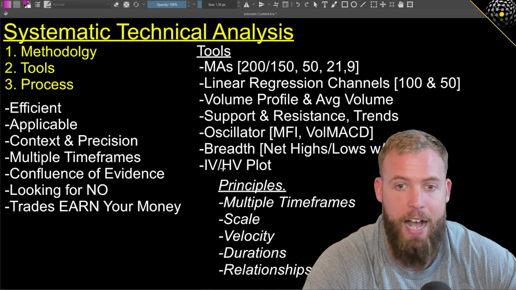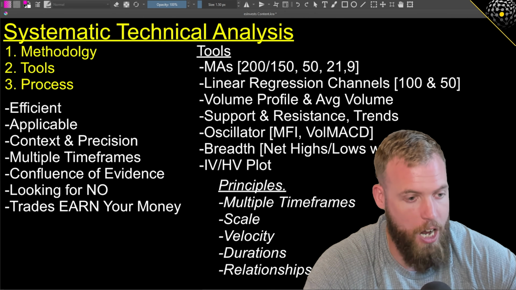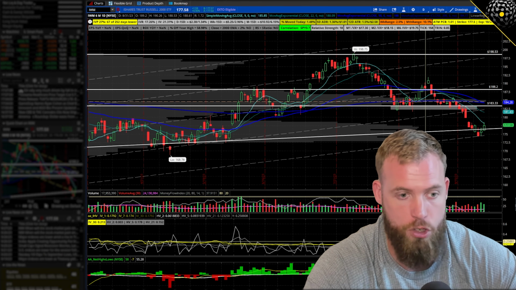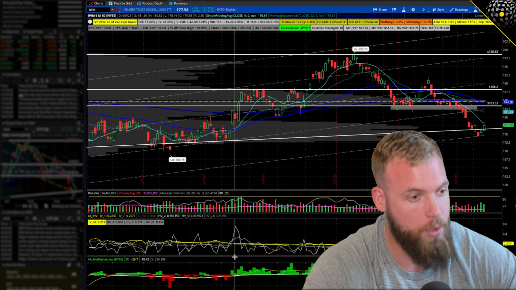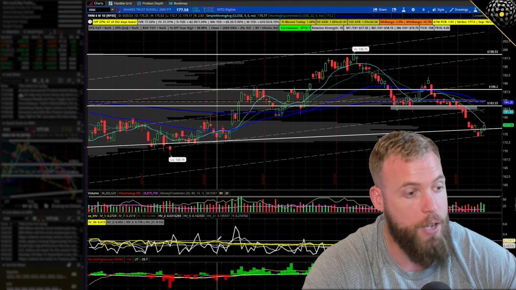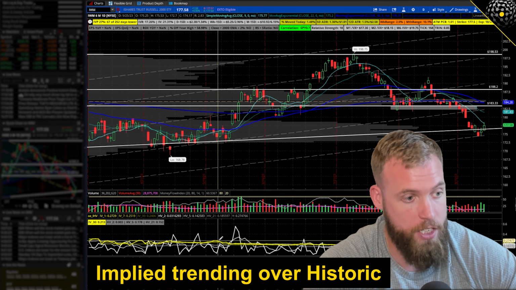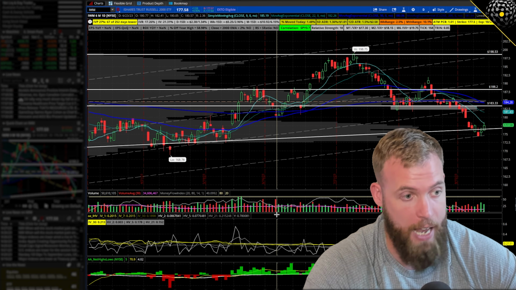And then the last one here is the IV-HV plot. This one's super simple. This one is really for those options traders out there, and it's a way for me to visualize implied and historic volatility. That's all. So if you're not an options trader, this will mean nothing to you. But if you are an options trader, I am making sure that in general, I want to see implied trending over historic, because that's where variance risk premiums are, and that's typically how they will be priced.